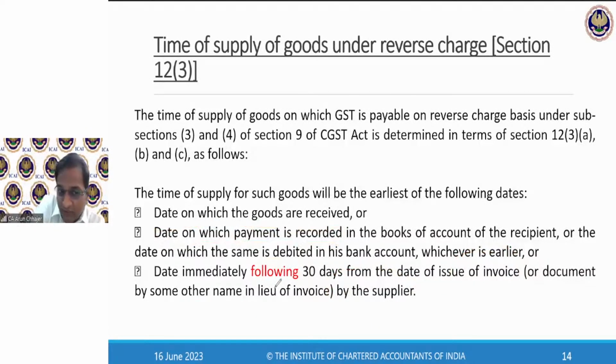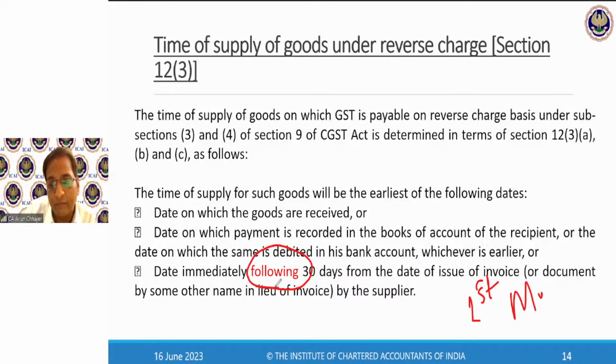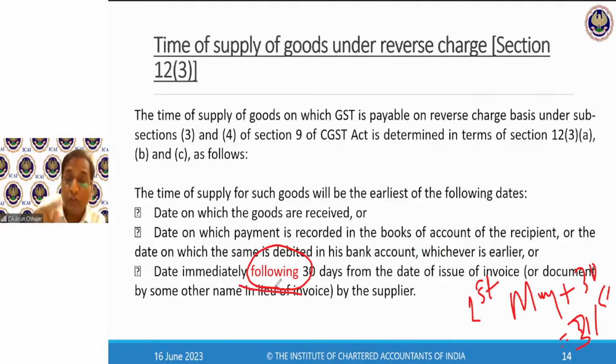Now please note the word following is there. Suppose the date of invoice is 1st May. Add 30 days, so I can say 31st May. Is it 31st May? No, sir. They are saying the date immediately following 30 days, so we can say it is talking about 1st June.